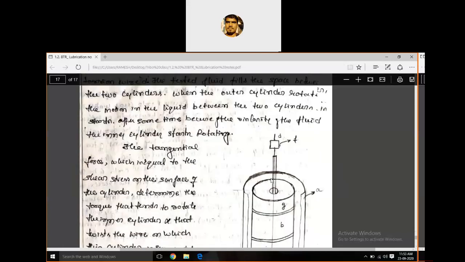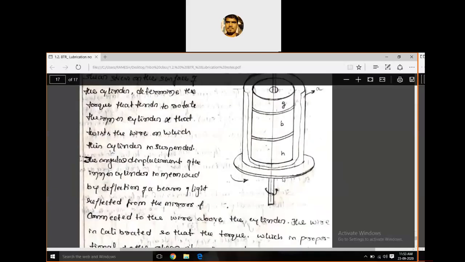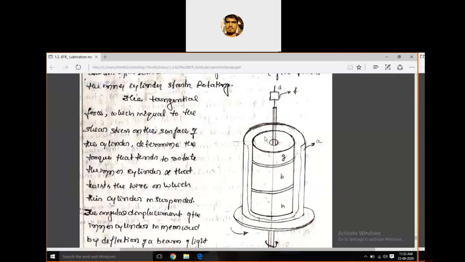And a torsional wire suspends these small cylinders G, B, H, and a table which carries cylinder A. The gap between cylinder A and B is completely filled by the oil whose viscosity we are going to measure. When the outer cylinder rotates, motion in the liquid between the two cylinders starts, and because of viscosity, the liquid next to the inner cylinder starts rotating.